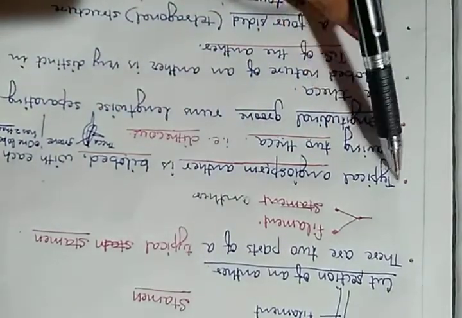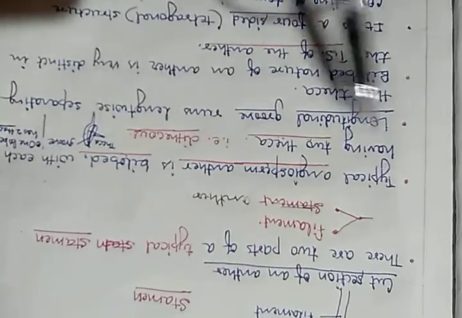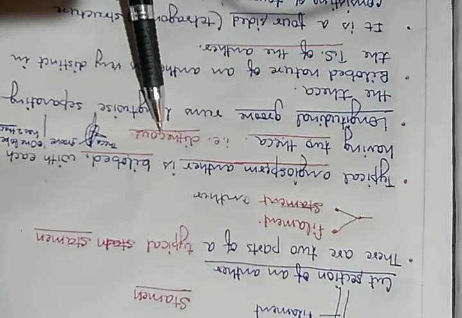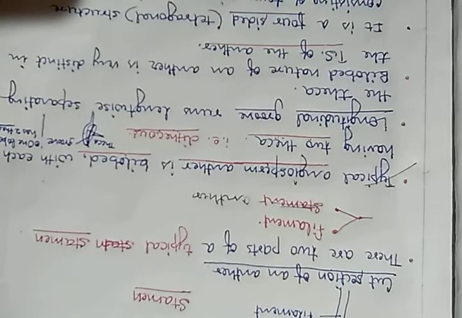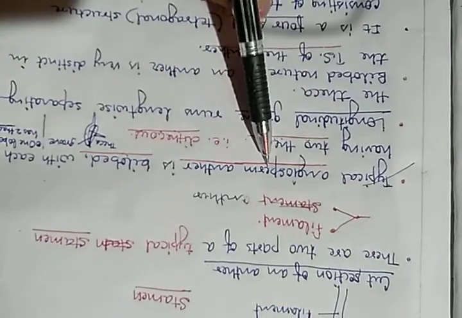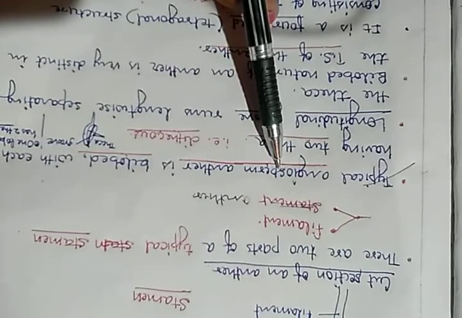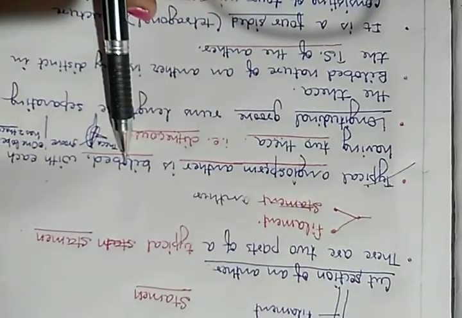Next is what? A typical angiosperm anther is bilobed with each lobe having two theca. Because each is having two theca, this is known as dithecous. It is a very important portion. Again, pay attention here. A typical angiospermic anther. Angiosperm means what? The plants which produce flowers. So the angiospermic anther is bilobed.